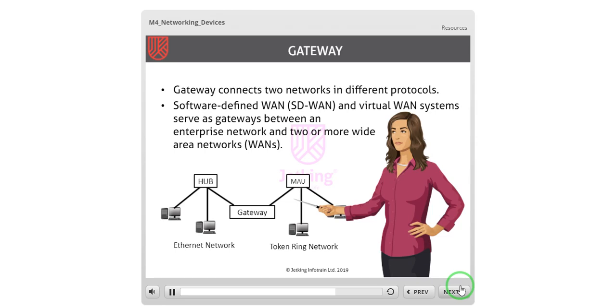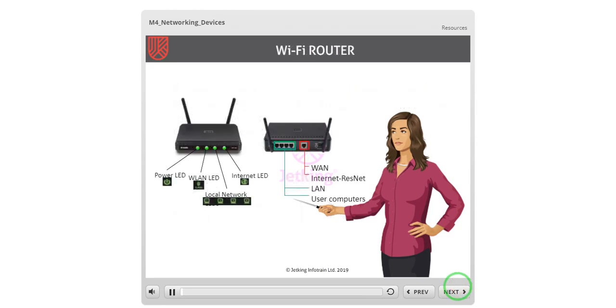Take a look at the image. It shows that a gateway is used to connect to a hub and MAU, that is, multi-access unit. In general terms, a gateway can be a router. This is a Wi-Fi router.